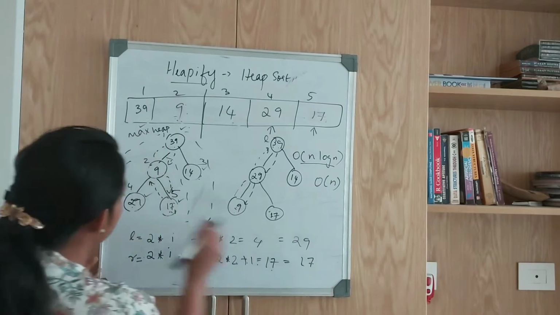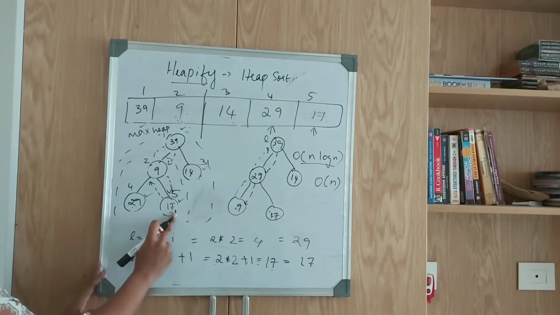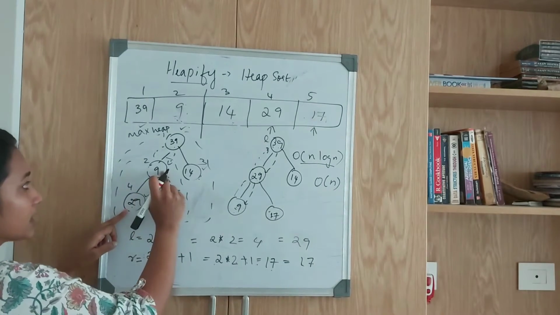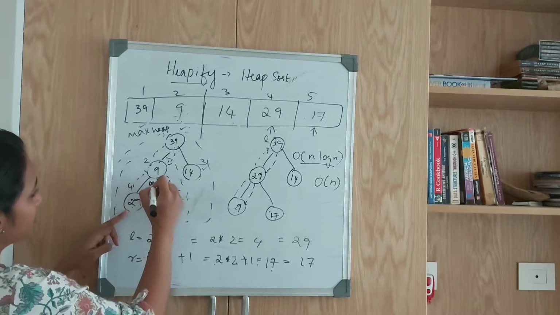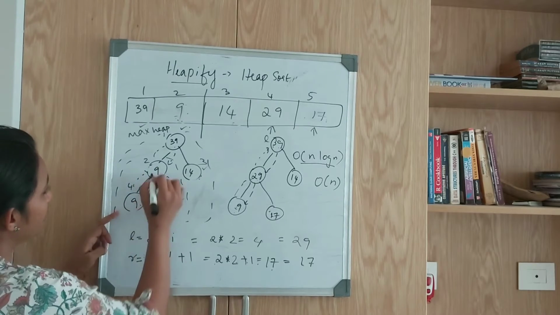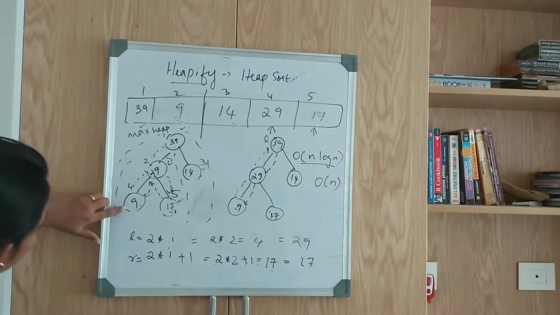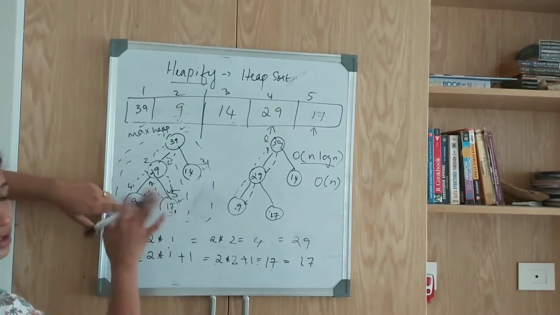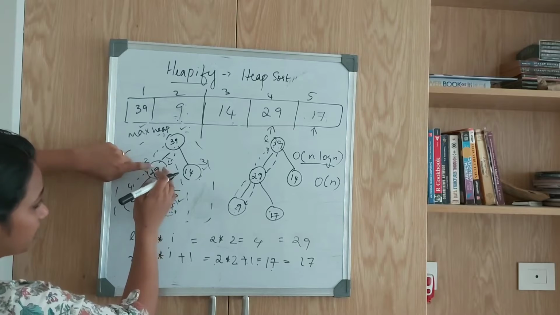So check which one is greater, 29 or 17. Yes, 29 is greater. So 29 is greater than its parent, and you have to swap them with each other. So this is going to be 9 and this is going to be 29. Now after swapping, check whether it has children. It doesn't, it's a leaf node. So it's going to stop here.